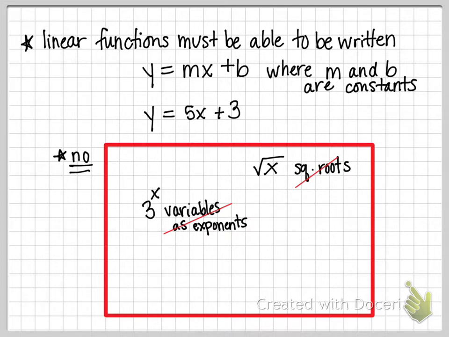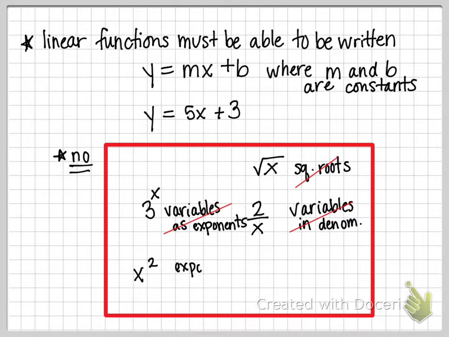So no variables in your exponent place. You cannot have variables in the denominator. So 2 over x, this got a little smushed, but 2 over x, that's not a linear function because the x is in a denominator. So no variables in denominators. These are different kinds of functions, but they're not linear, and we're just talking about linear functions right now.